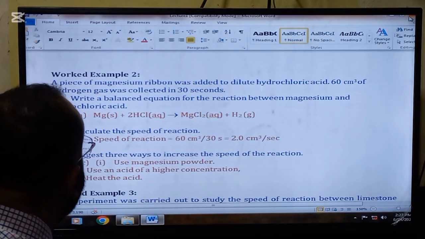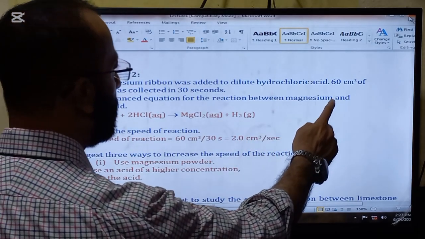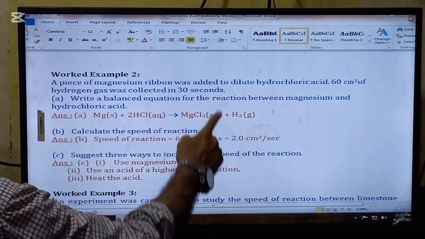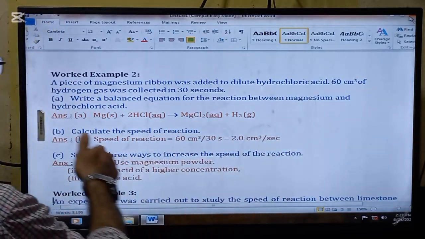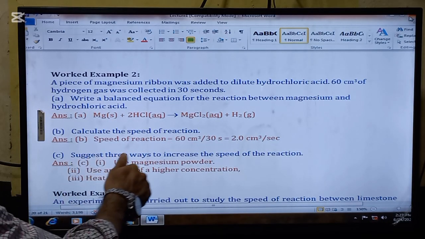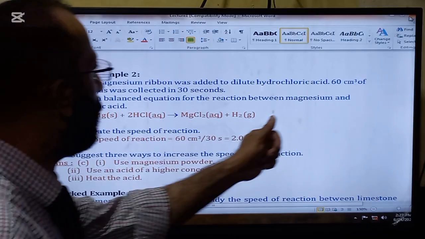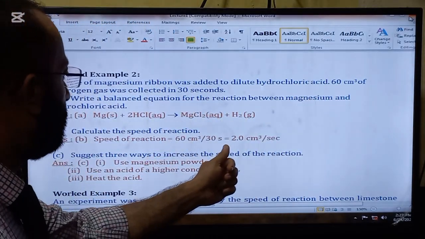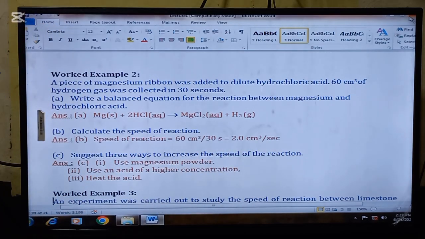Here is another question. A piece of magnesium ribbon was added to dilute hydrochloric acid. 60 cm³ of hydrogen gas was collected in 30 seconds. Write a balanced equation for the reaction between magnesium and hydrochloric acid. So this is the balanced equation. Calculate the speed of the reaction. The speed of the reaction will be volume over time. So 60 over 30 is equal to 2 cm³ per second. So this will be the speed of the reaction.